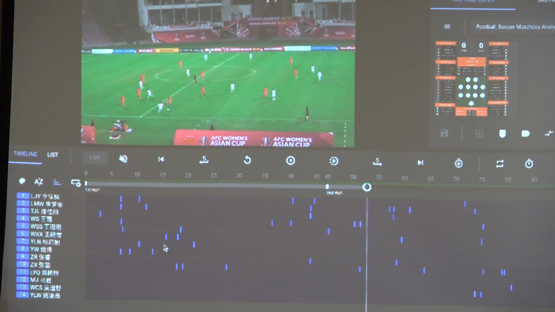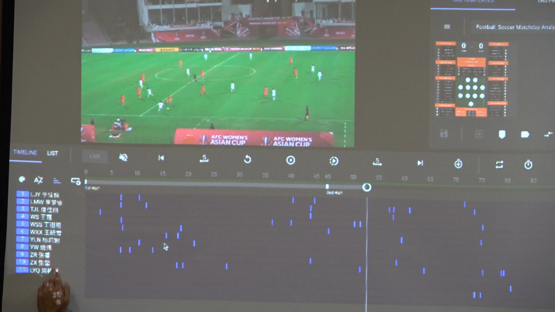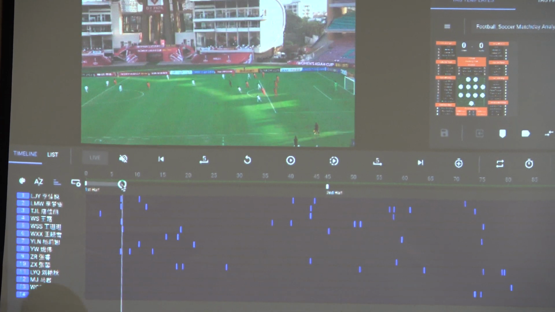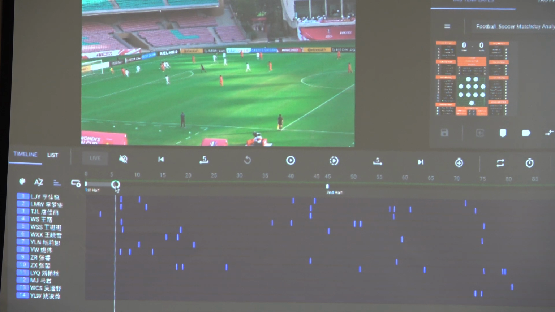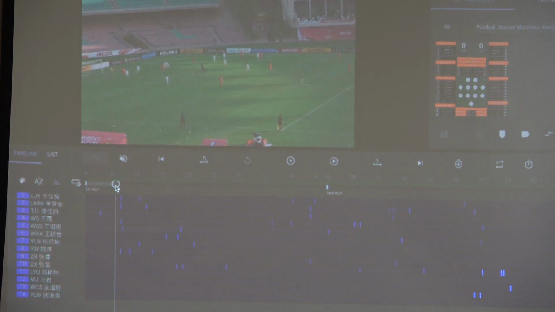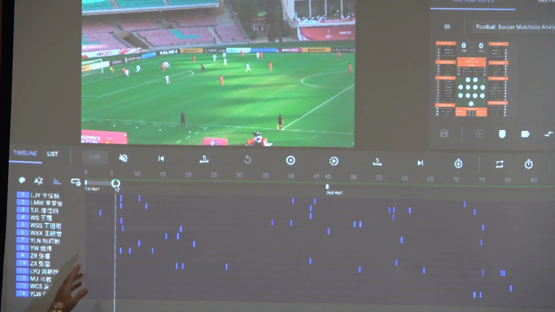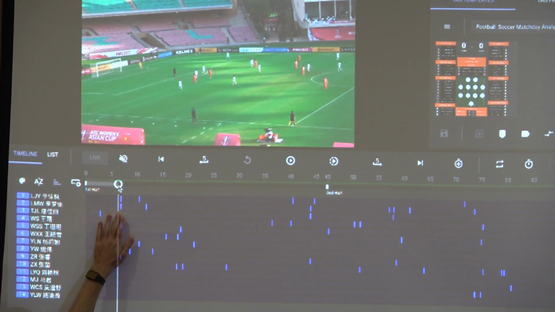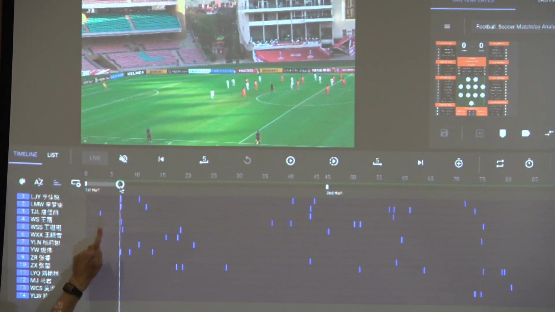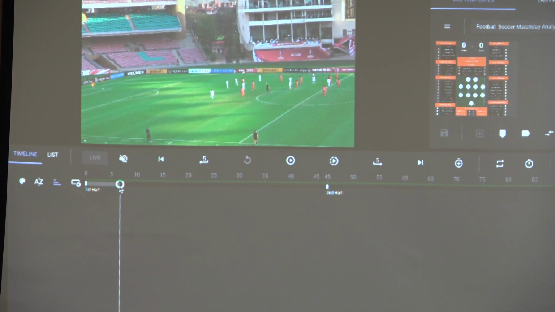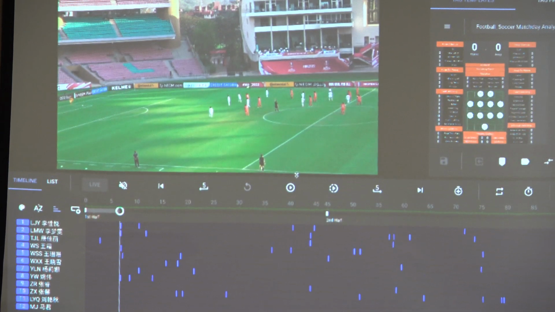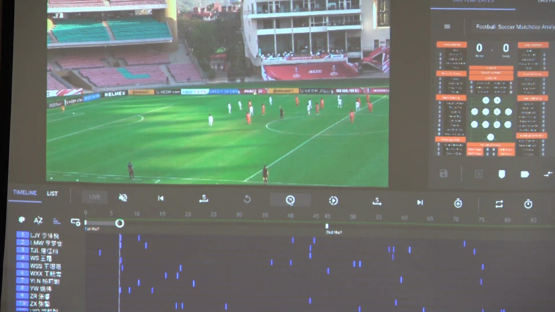And I can see around here, a lot of sprints are happening at the same time, so that means those players are running at the same time, and I wonder what happened during that time. So I can find these sprints and I can just play the video.